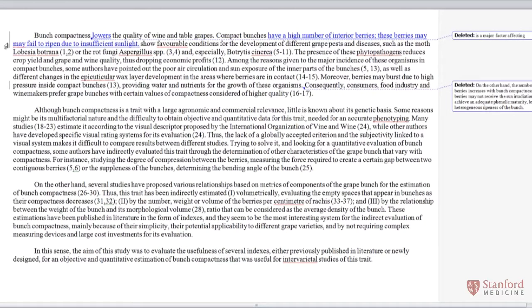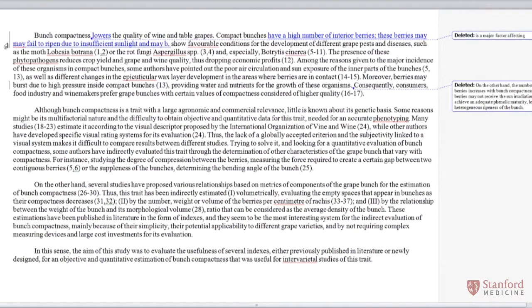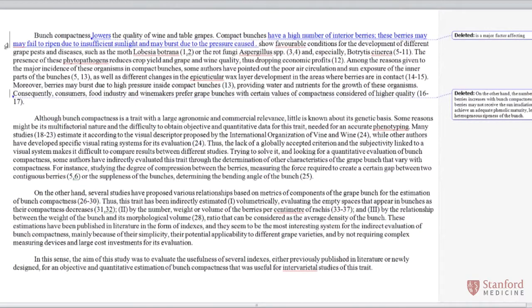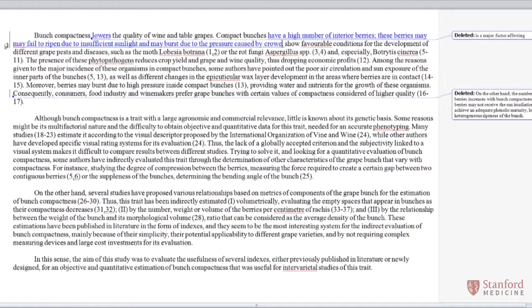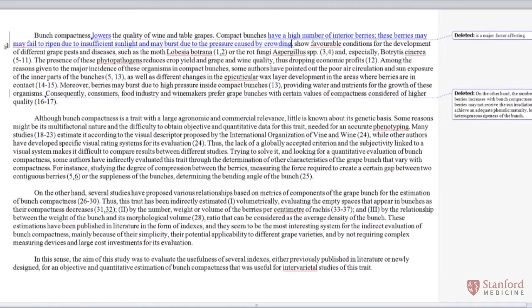And then there's another thing that we get elsewhere in this first paragraph that the author tells us, which is that these berries actually might burst due to the pressure inside, and I think that would also reduce quality. So these berries may fail to ripen due to insufficient sunlight and may burst due to the pressure caused by crowding. I kind of like the word crowding. It gets across this idea of being really crowded inside.